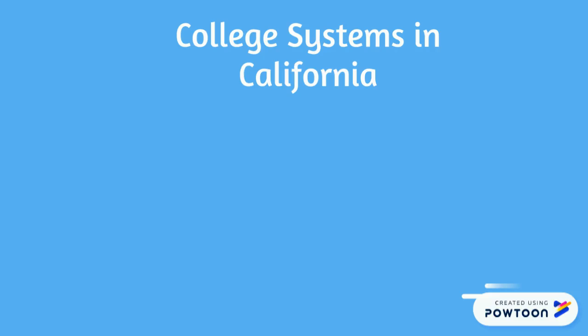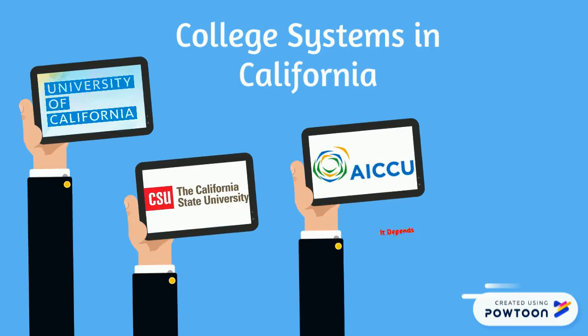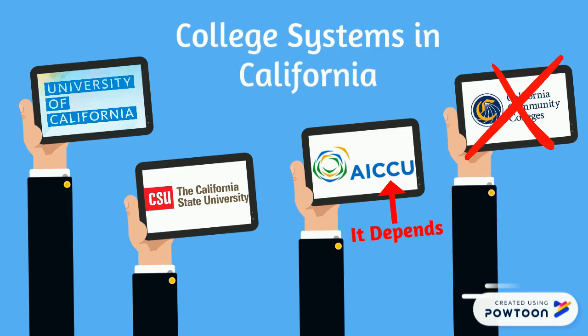So both the UC and the CSU require that students complete the A through G requirements. Now for the private and independent colleges, it may depend. Remember, they get to kind of make their own rules. And you do not need to complete the A through G requirements for the California Community College.